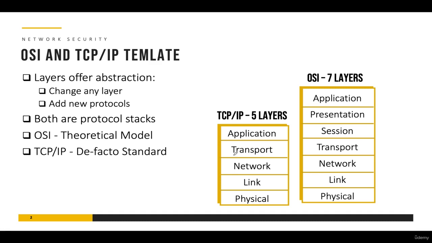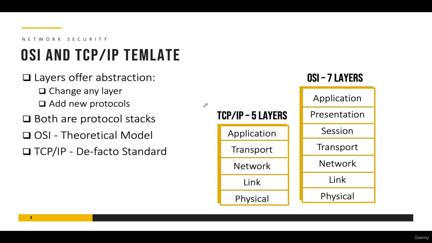They offer abstraction. I can update the transport layer or the network layer, or add new protocols or modify existing protocols, and I don't even have to worry about breaking the stack or affecting the performance of other protocols. So this is the basic idea of layers in computer networks. Now, layers offer two major advantages. First of all, you can make changes in any layer. And secondly, you can add new protocols at any layer without affecting other layers.